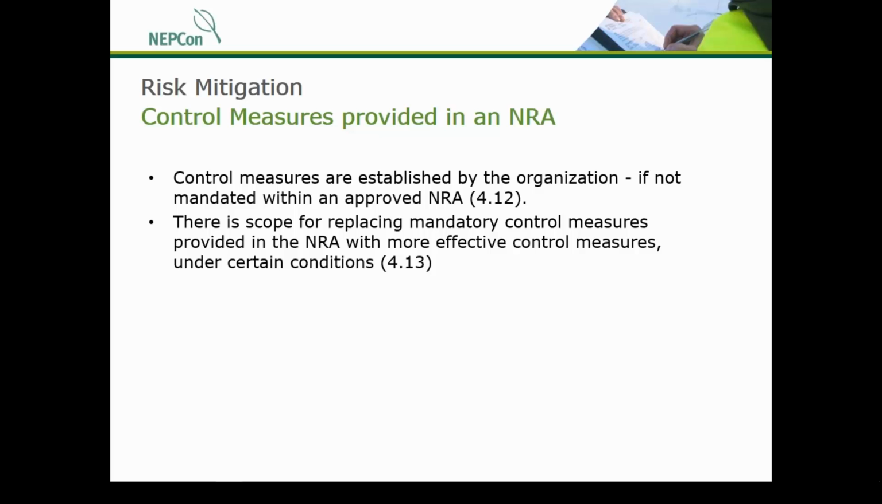So the organization can, of course, use the control measures that are established by the national risk assessment, but they can also choose to replace those. But in that case, they have to be justified, and the CB has to evaluate them and approve them. So these are in cases where organizations use the control measures that are provided in the national risk assessment. Then they have to use them unless there's some really good justification that can be approved by the certification body.